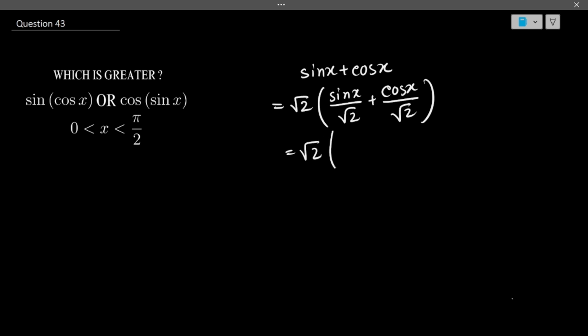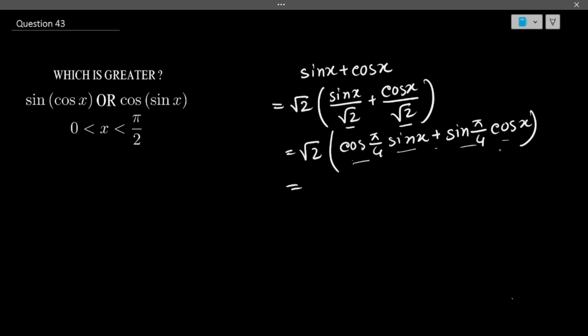Now here, root 2 into, we will write this 1 by root 2 as cos pi by 4 into sin x, and this 1 by root 2 as sin pi by 4 into cos x. Now see here, this is sin x cos pi by 4 plus sin pi by 4 into cos x. So this is the formula of sin of pi by 4 plus x. So let's put it here, sin of pi by 4 plus x.